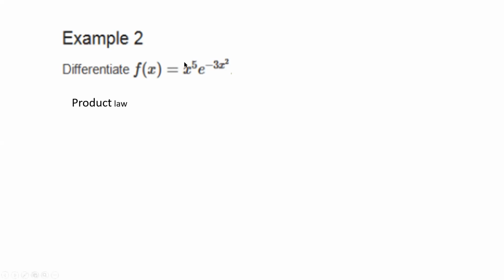All right, so product law. I have two things being multiplied, this and this. So if the product law holds, I should have the first thing derived, which is the 5x^4, multiplied by the underived second part. So I'm not deriving that. Plus, I'm going to derive the e to the minus 3x squared, which means I'm going to have the e to the minus 3x squared multiplied by the derivative of this, like we just did on the previous one, which is minus 6x, multiplied by the underived first term, which is the x to the power of 5.